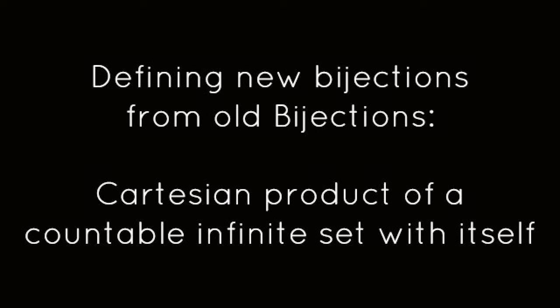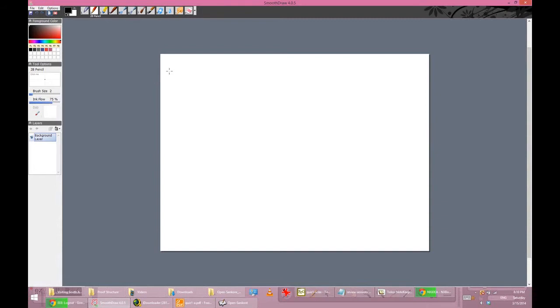Defining new bijections from old bijections. Cartesian product of a countable infinite set with itself. Let's start proving the following exercise.